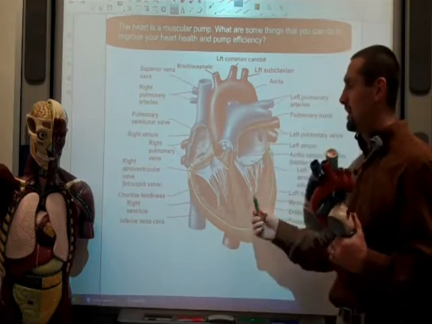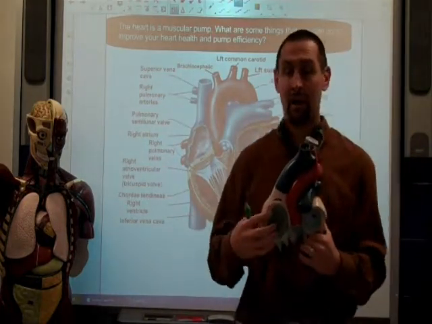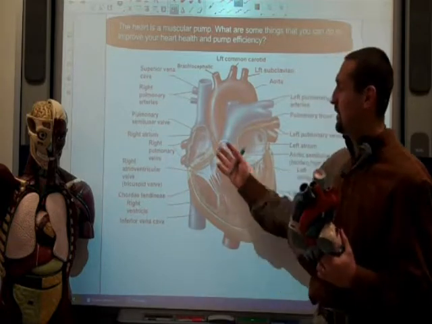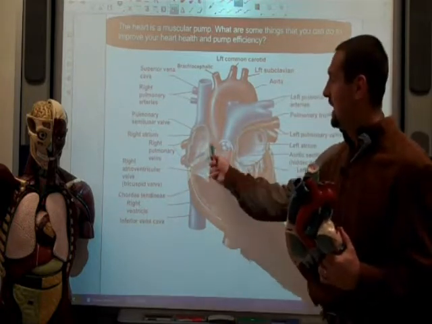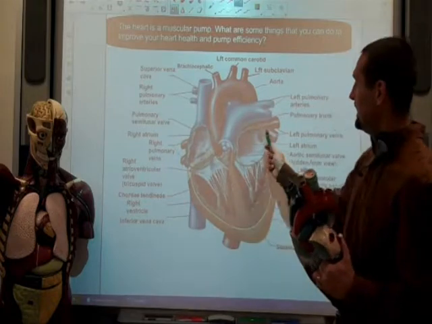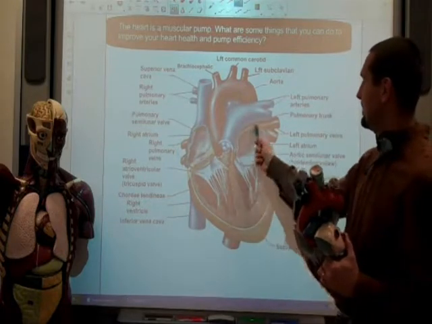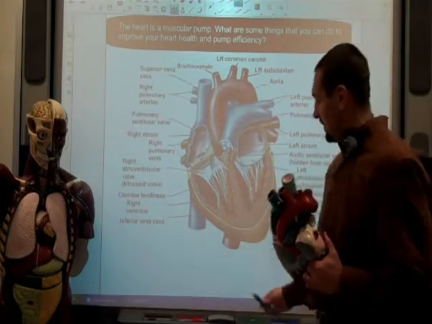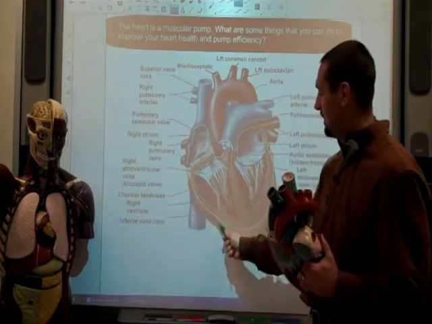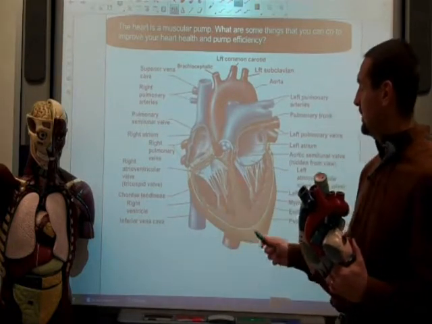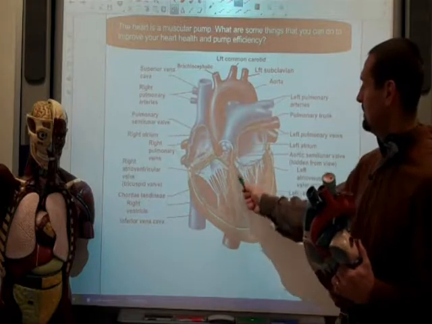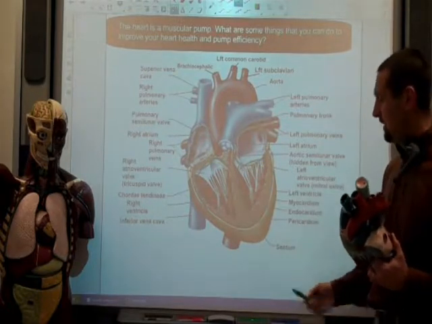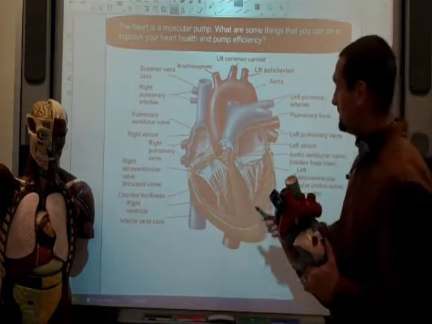Even when I look at the diagram, I have to kind of picture that heart in my body. So if I picture that heart in my body, this is the right atrium because it's on the right side. This is the left atrium because it's on the left side. So then this down here, that's going to be the right ventricle. This here is going to be the left ventricle, pumping blood to the body.